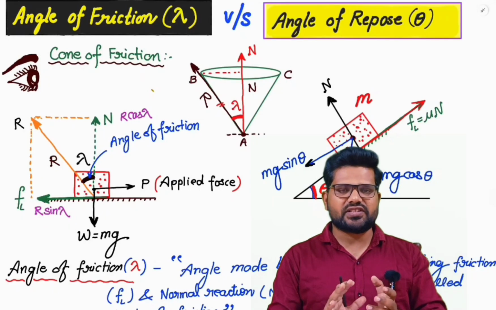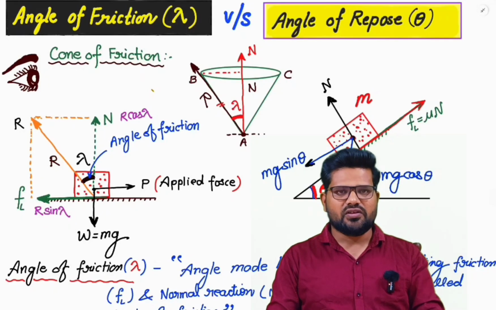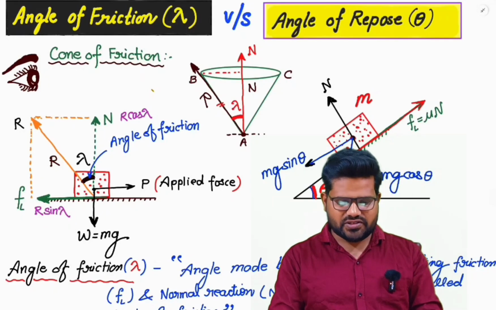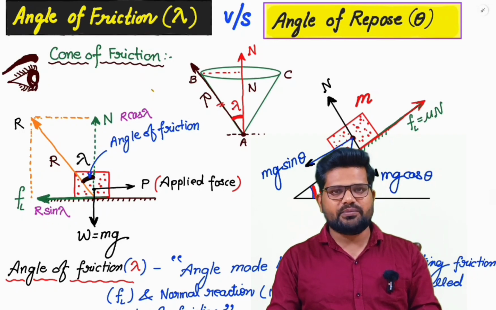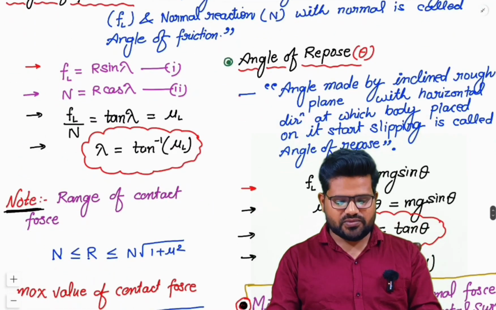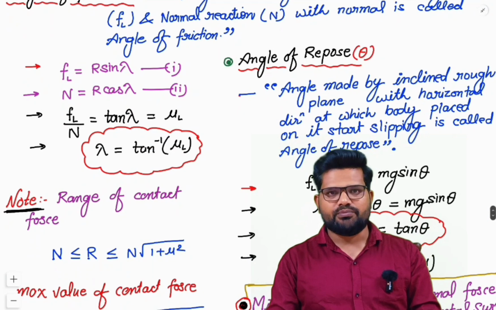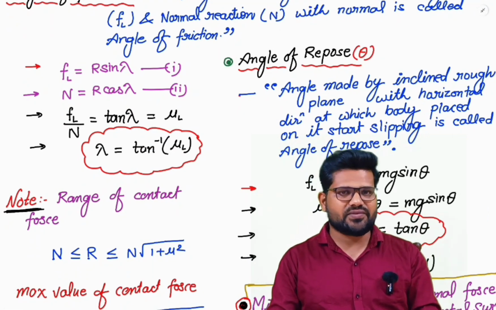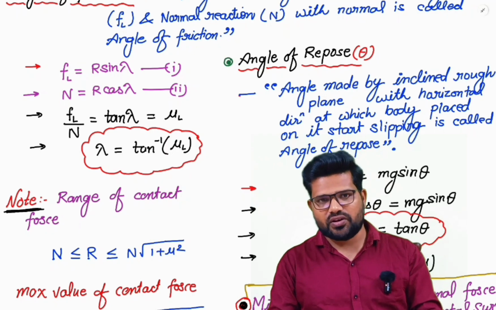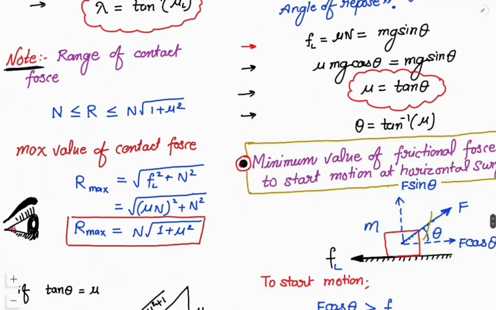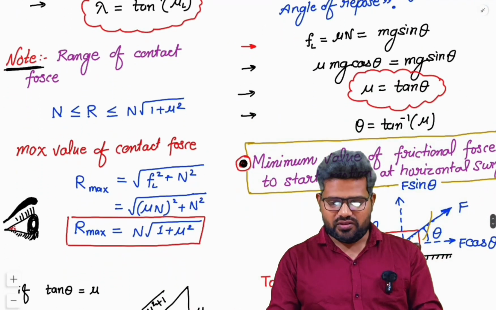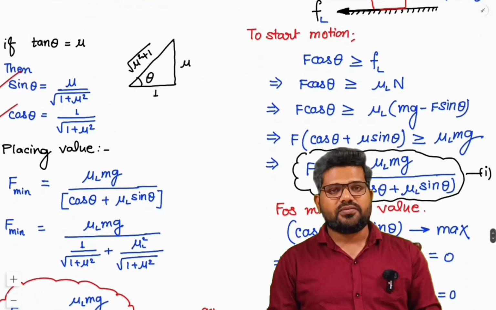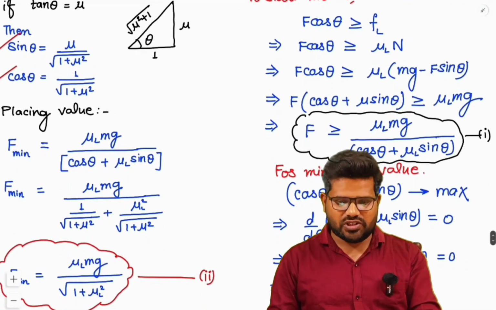In this lecture, we will discuss some theory portion of the friction chapter, like the angle of friction, angle of repose, the relation between angle of friction to the coefficient of friction, minimum and the maximum value of the contact force, and condition for the motion of a block placed on a horizontal rough surface. What is the minimum value of the force which must be applied on a body placed on a horizontal rough surface to start the motion?